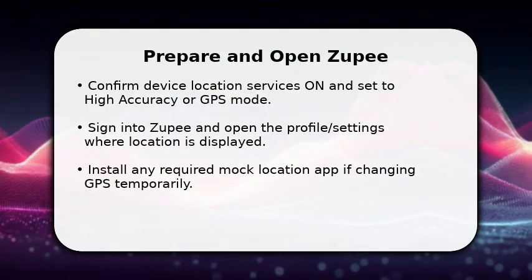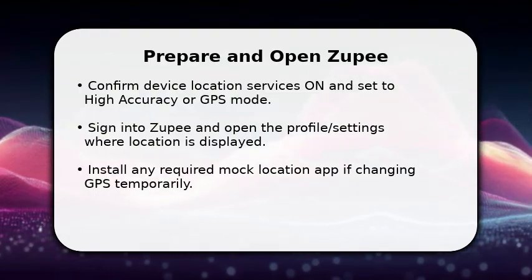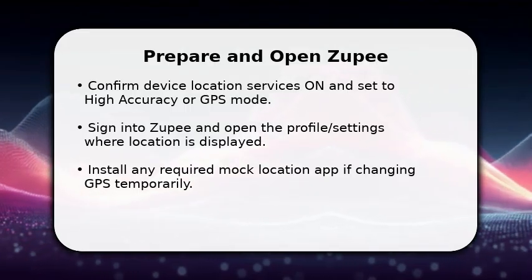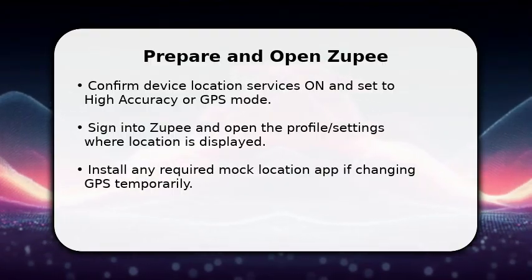If you intend to simulate a different GPS, install a trusted mock location app. Make sure developer options and allow mock locations are enabled. Once done, keep both Zupee and the mock app ready on screen for the next steps.